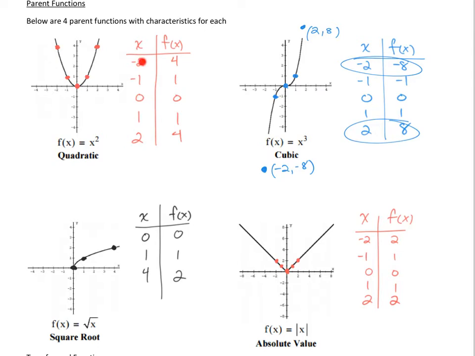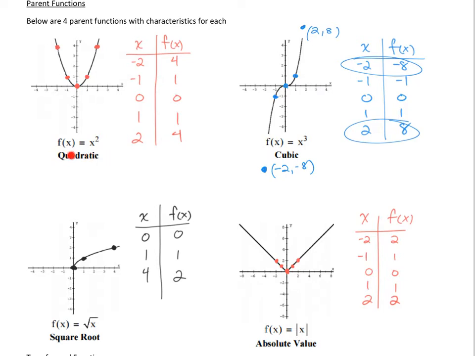So negative 2 down here, negative 2 squared is positive 4. Negative 1 squared is positive 1, right? We have our inputs and our outputs. When we substitute in a 0 for x, we get back a 0. When you substitute a 2 in for x, you get back a 4. So it's all the inputs and outputs.